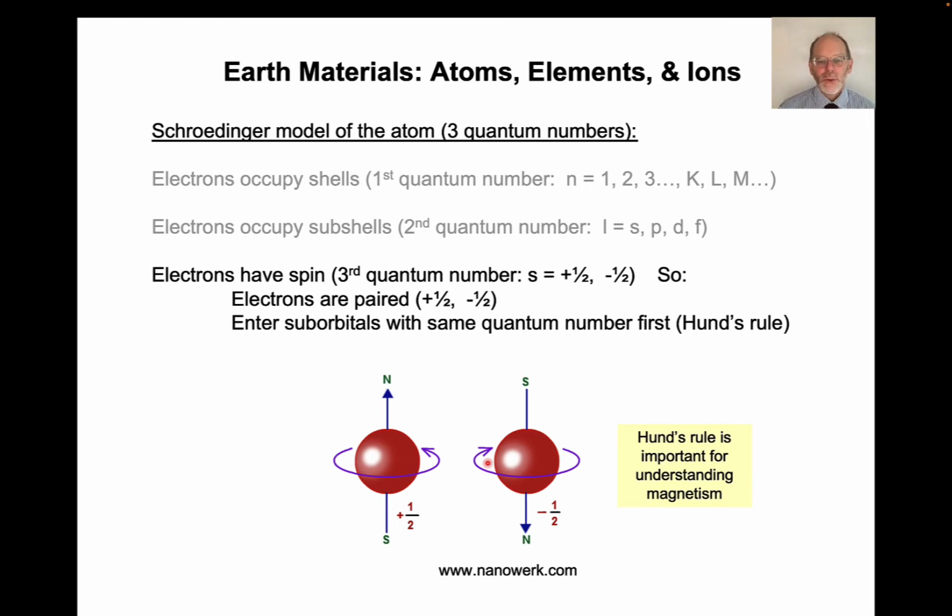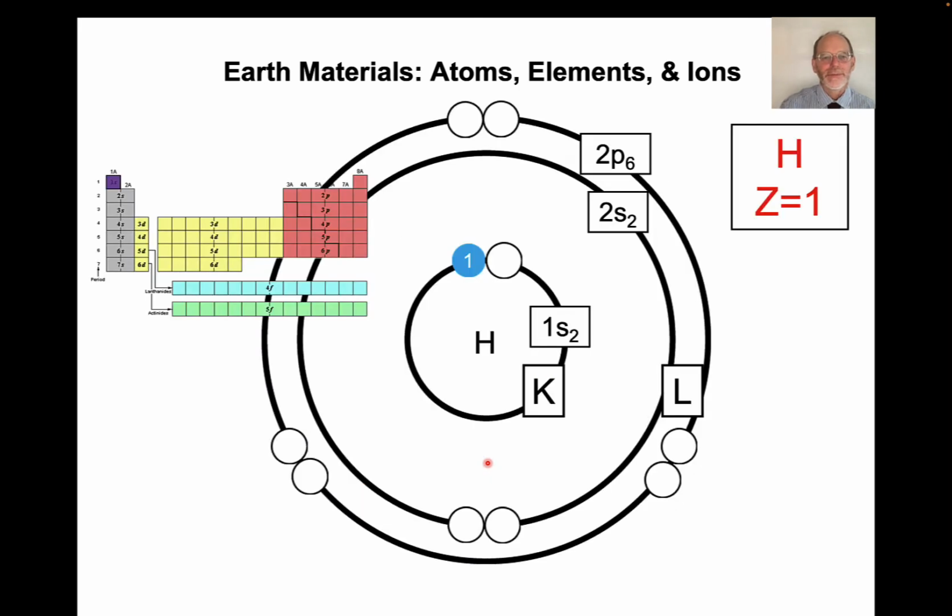There's a rule called Hund's rule that says that electrons enter suborbitals with the same quantum number first. I'll show you what that means, but basically what it means is that electrons all want to spin in the same direction if they can as they fill up shells, and then after they've filled as many with the same spin, then they start adding in electrons with a different spin number. This turns out to be important for understanding magnetism. So let's just work our way through the periodic table and see how different shells are filled.